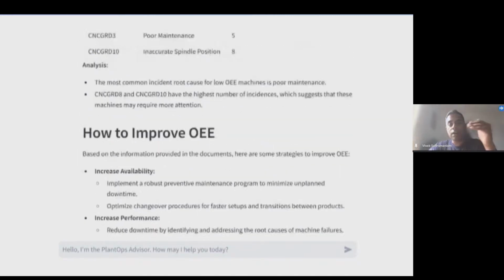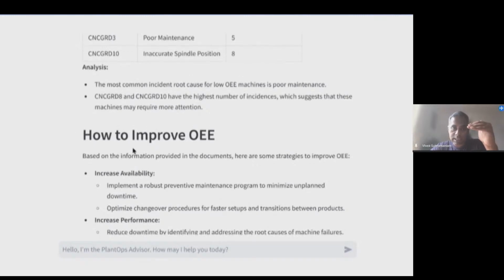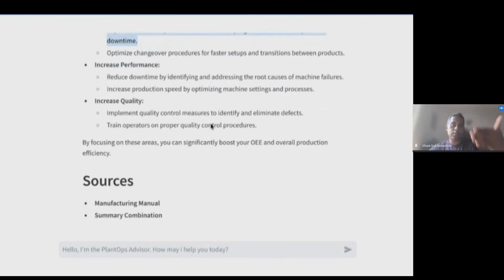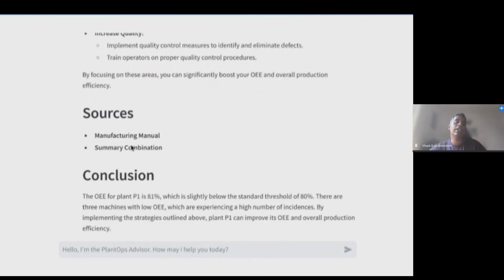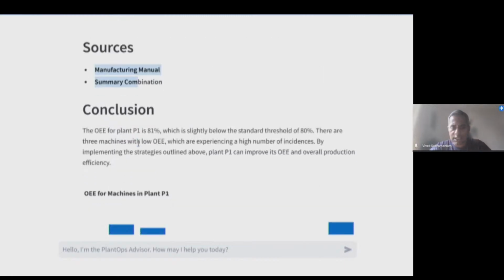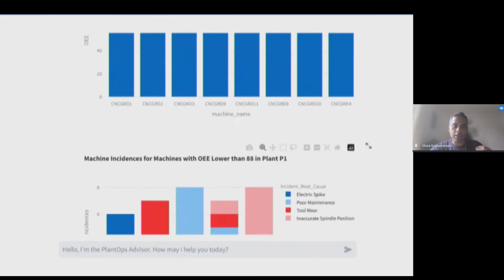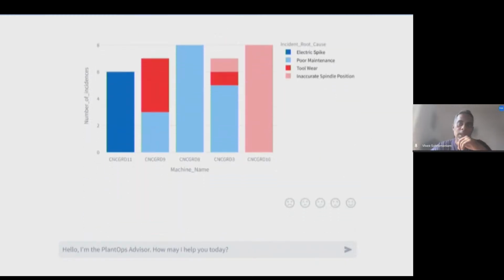And once it has identified the root cause, it is going to the how-to-improve, and it's providing certain prescriptive steps, which it is taking from the manufacturing manual and another manual called a summary combination. Alongside that, it has obviously provided certain commentary and certain visualizations.